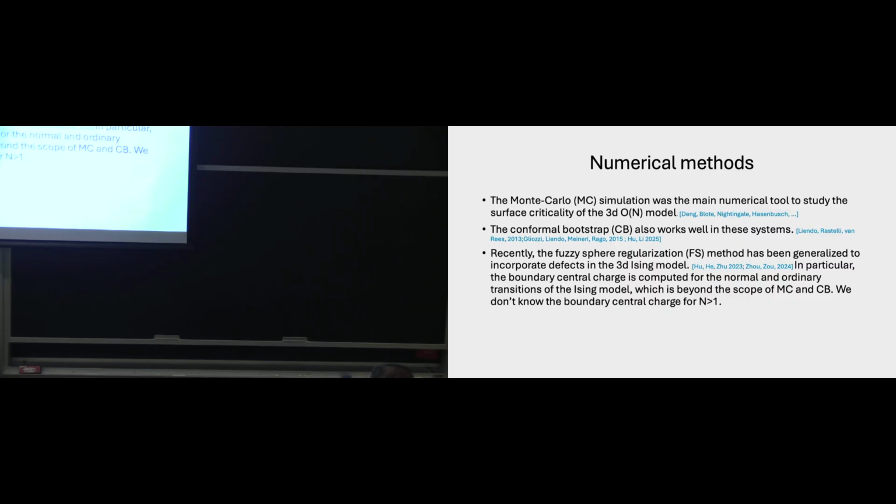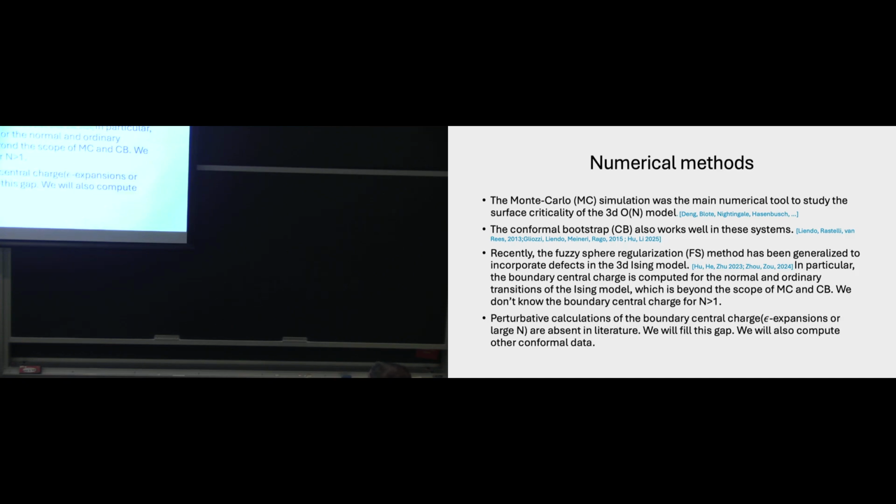But the fuzzy sphere method has not been used for n larger than 1. Even without the boundary, the O(N) model in general is a hard problem for the fuzzy sphere regularization. And the perturbative calculation that can be compared with these numerical data has been absent in the literature, and we try to fill this gap in these papers. We will also mention the perturbative calculation of other conformal data in this talk, but they are mostly focused on the boundary central charge.